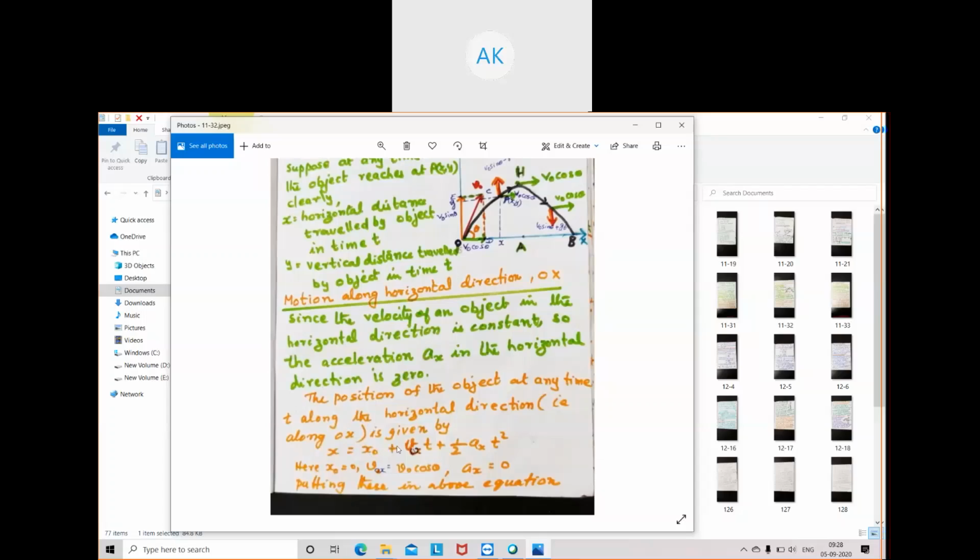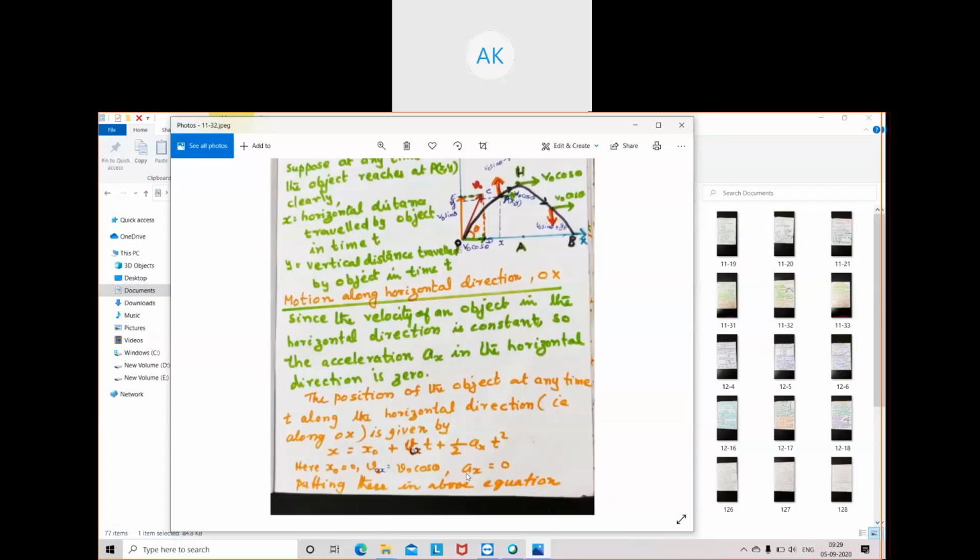Then v0x means, along the horizontal direction, what is the initial velocity? The horizontal component of the initial velocity is v0 cos theta. So we have to substitute that v0 cos theta into the equation.